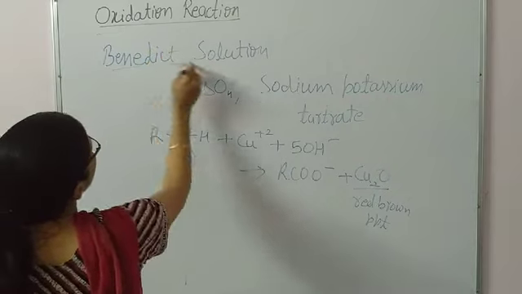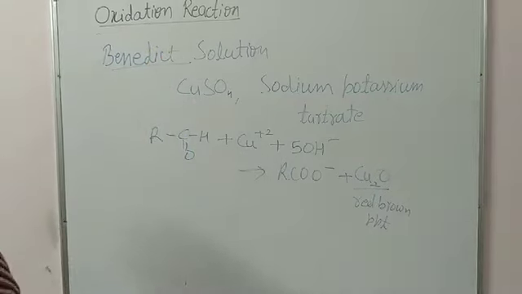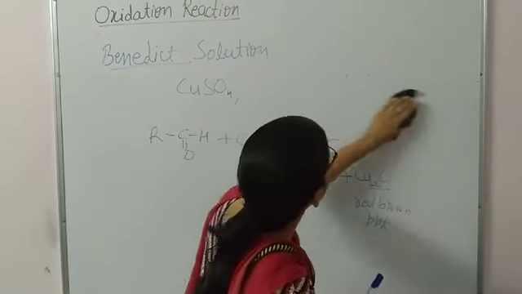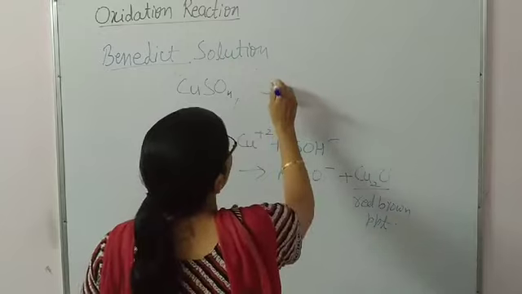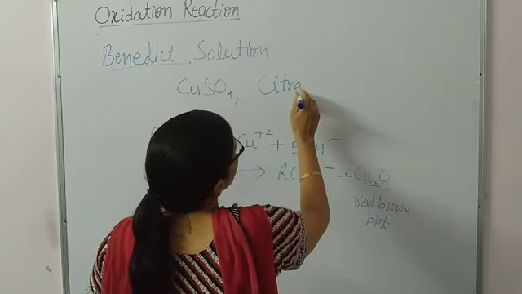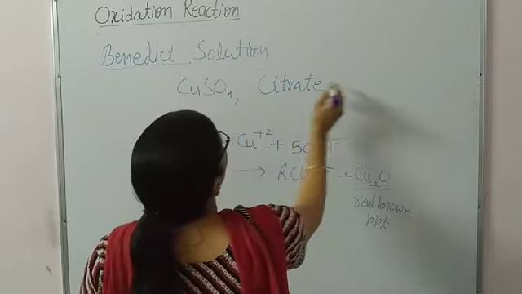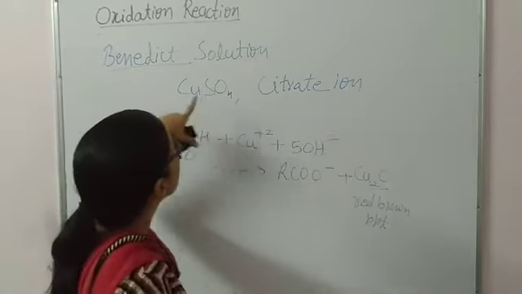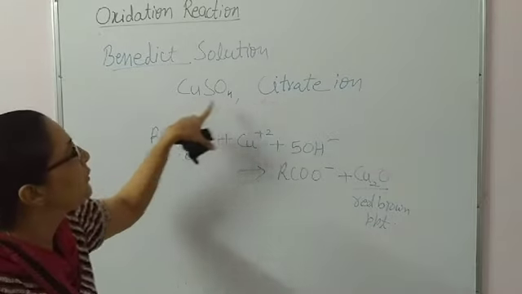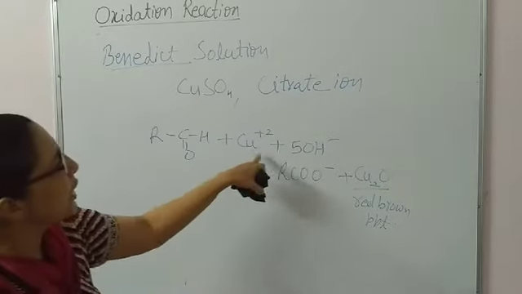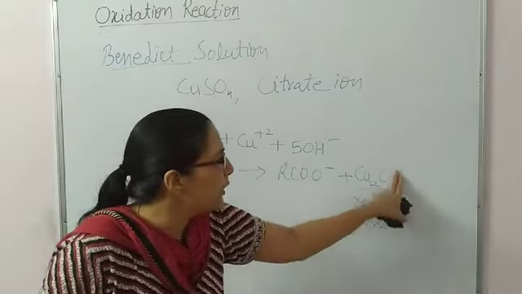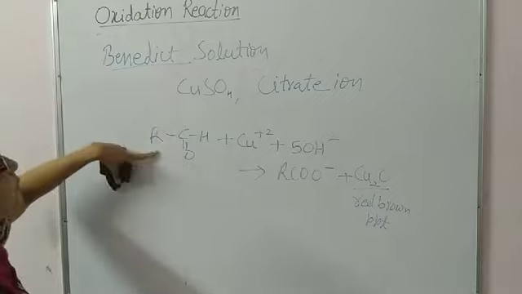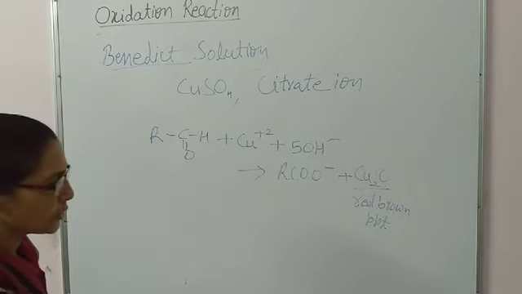In Benedict solution, again we have the copper sulfate solution, and instead of Rochelle salt, some salt of citrate ion. So this citrate ion, any salt of citric acid, then copper sulfate. They are equally mixed, and again the same reaction appears here also, and you will get a reddish-brown colored precipitate after heating any aldehyde with Benedict solution.